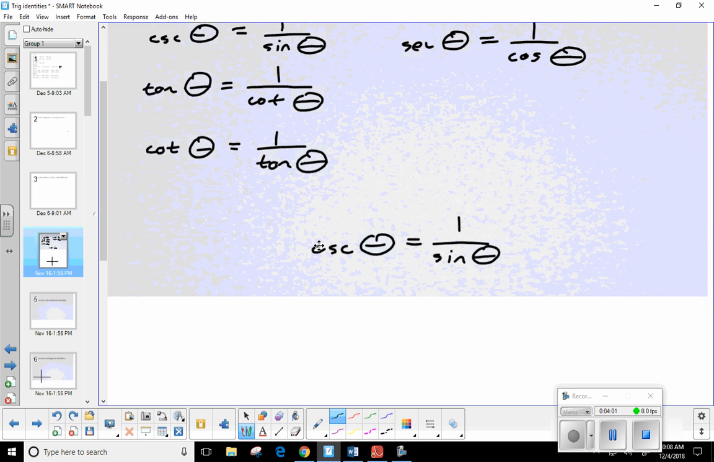Now, some proofs are going to be really quick, very short, not a whole lot to them, as this one will be. And granted, there are proofs out there that are very long and time-consuming. Okay, we are going to start looking at some larger proofs when we get to the second semester, but we're going to start off kind of small. Let's think about the ratios in terms of x, y, and r. Miriam, what's the ratio for cosecant?